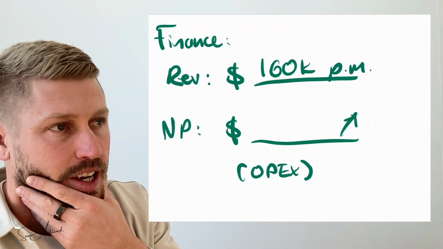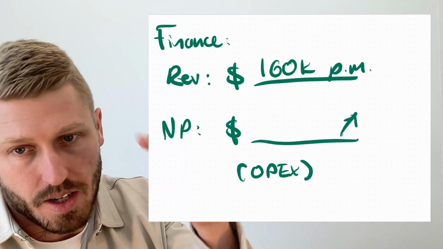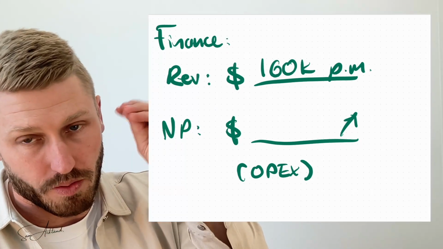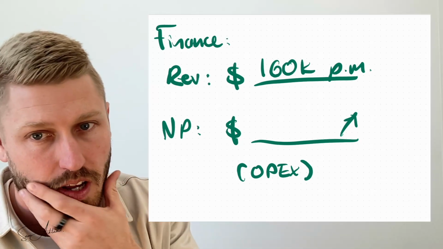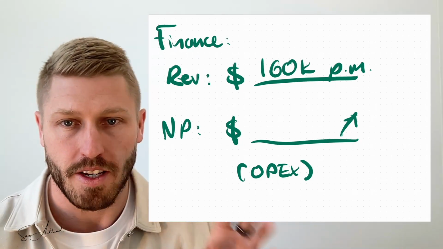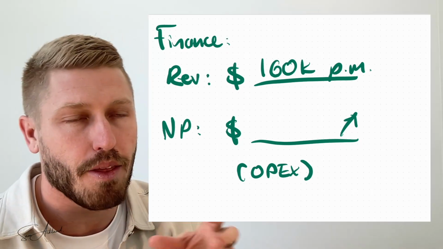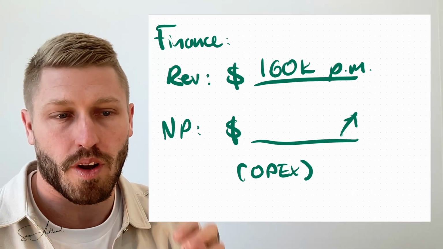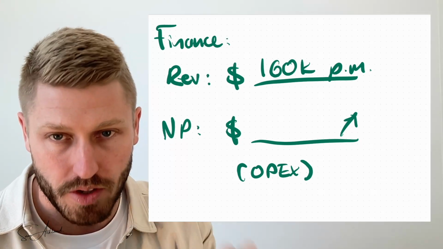Now, you can certainly increase gross profit by increasing your prices, increasing your efficiency, using less materials, getting better suppliers. All of those things are going to make some great difference. But the main area that I see a lot of people slipping up is through their operating expenses, the other things that you spend money on that aren't directly related to the delivering of the service itself.